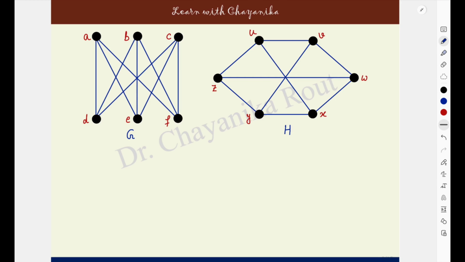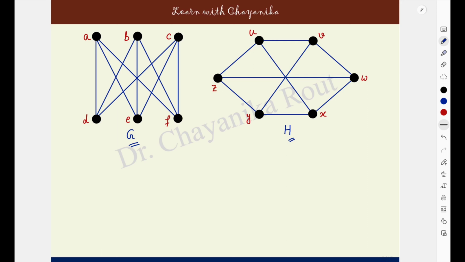Again, we have a pair of graphs G and H. Let's see if they are isomorphic to each other or not. So here we can see the graph G is a bipartite graph, which is clearly visible from the orientation, from the appearance of the graph, that it is a bipartite graph. Now if G and H are isomorphic to each other, then H should be the same graph as G, only the orientation is different. So in that case, H should also be a bipartite graph as G is a bipartite graph.